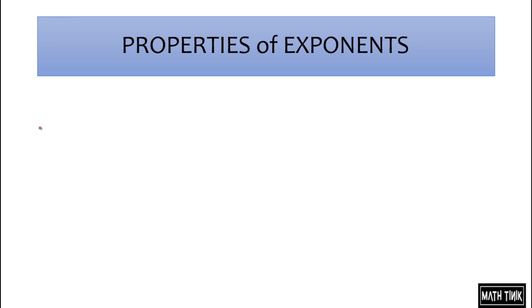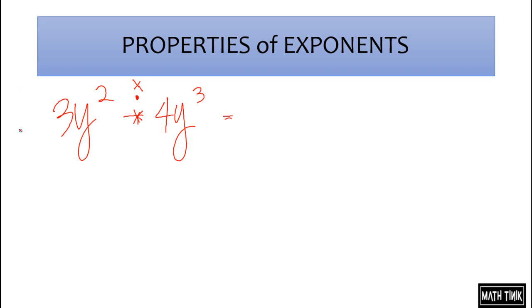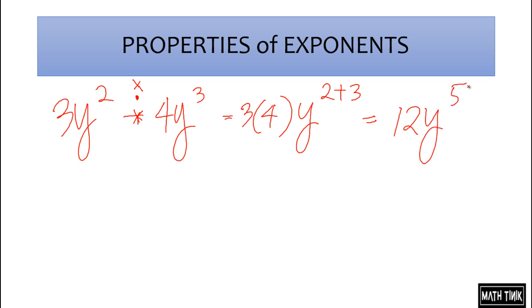Okay. And sometimes the problem is written like this: 3y raised to 2 times 4y raised to 3. Sometimes it's only a dot or an x, which also implies multiplication. So still we have to multiply our coefficients, and that's 3 times 4. And we have the base y. Of course, if the bases are different, the product rule cannot be applied. So we have the same base, and therefore the product rule applies. Then 2 plus 3. And therefore it will give us 3 times 4, that's 12y raised to 5.